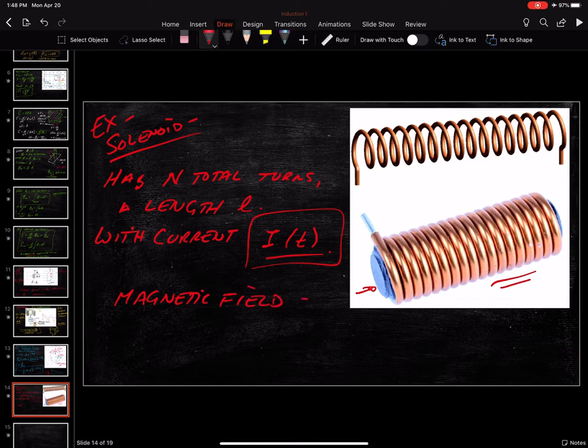I hope you remember that B of t, it's okay if you don't actually, is mu naught little n times I, where this little n is the number of loops per length. Okay, number of turns per length. Okay, do you wrap this thing up 50,000 times per meter or whatever? Okay. And now this thing here was constant, but because the current changes, then the magnetic field is going to change. So in this case, what's the magnetic flux?